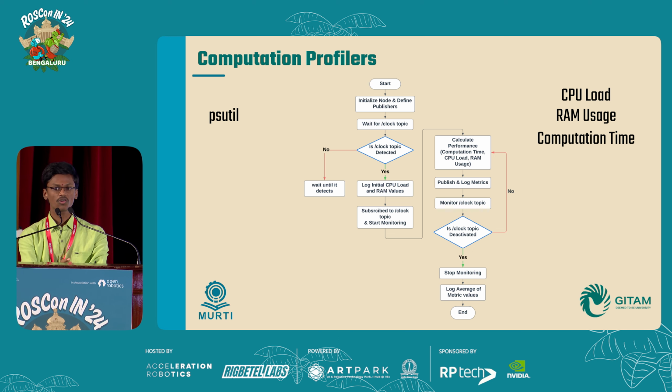Once the clock topic is detected, there is a stop, like initial CPU and RAM, which is collected there. So it stores those values. After that, it subscribes to the topic and continuously takes the values until the bag file completes. So at every iteration, we get how much CPU and RAM value. And here we measure computation time.